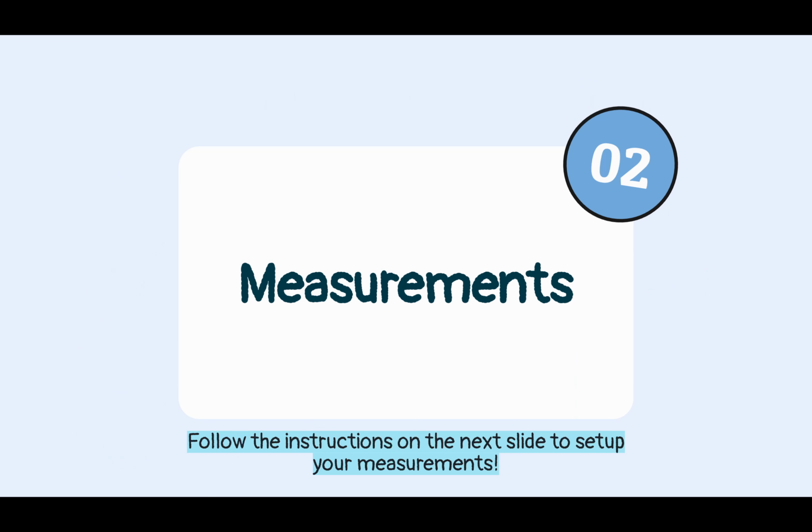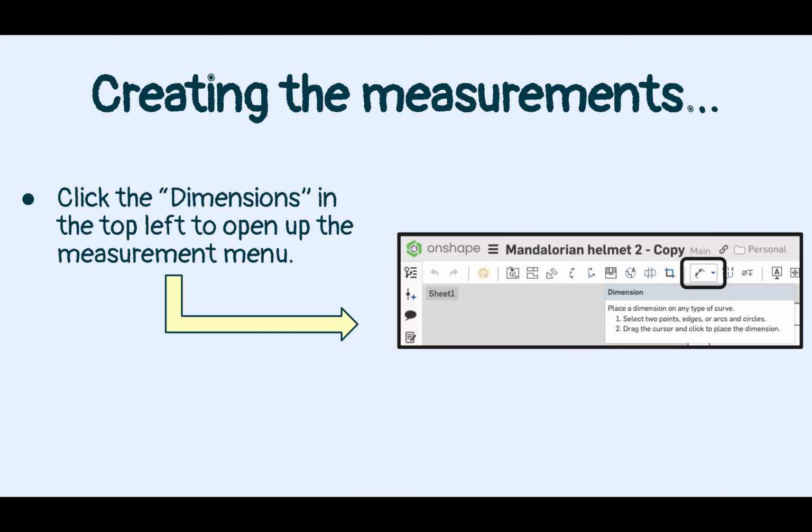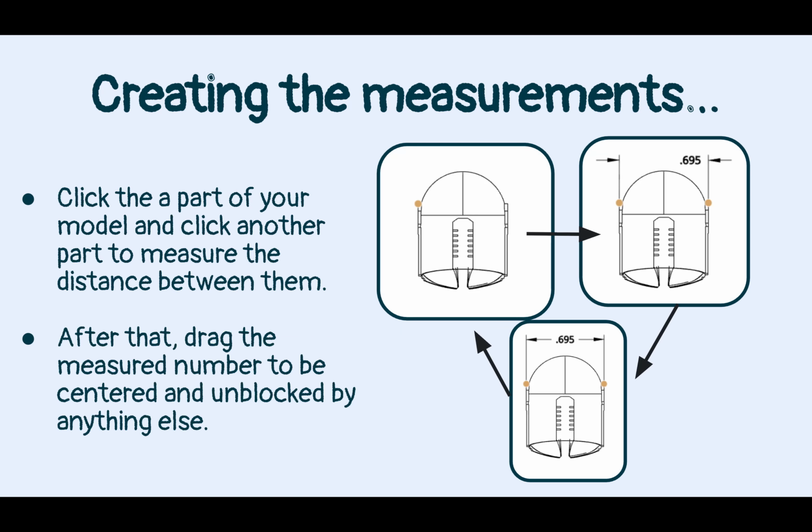Now, let's move on to measurements. Creating the measurements starts by clicking the dimensions in the top left to open up the measurement menu, as shown on the right. Click a part of your model and click another side to measure the distance between them, as shown in the images on the right. To do this, make sure you drag the measure number to be centered and unblocked by anything else to make sure that you can easily see the distance between the 2 points, as shown in the bottom image.